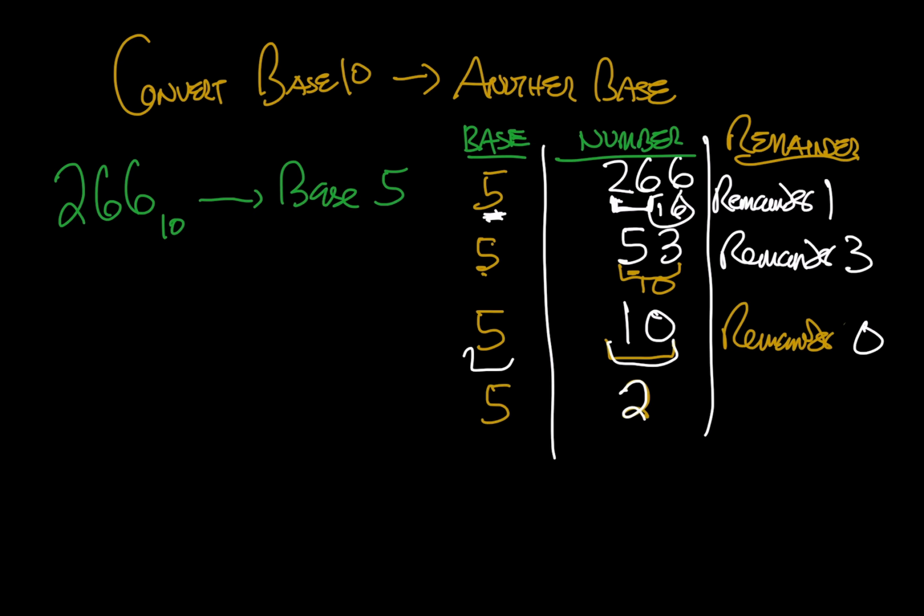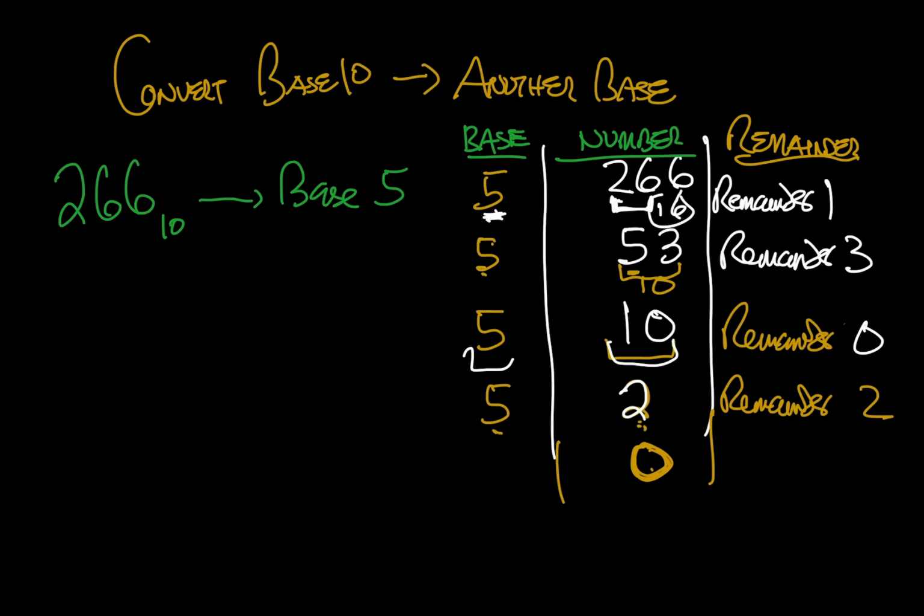Can 5 go into 2? No, it's 0. 5 cannot go into 2, so it's 0. It's not possible. And what is going to be the remainder? The remainder is going to be 2, because if you take 0 from the 2, it's going to be 2. So 5 goes into 2, 0 times, but there will be a remainder of 2.